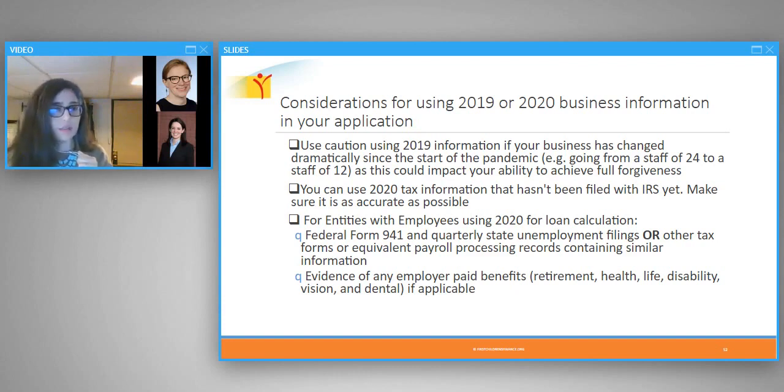This isn't a question of anything being right or wrong. It's just something to be aware of, that your choice to use 2019 or 2020 numbers is going to make a big impact on the amount of money you get. We want to make sure you're thinking about this and set up for full forgiveness if that's what you want.